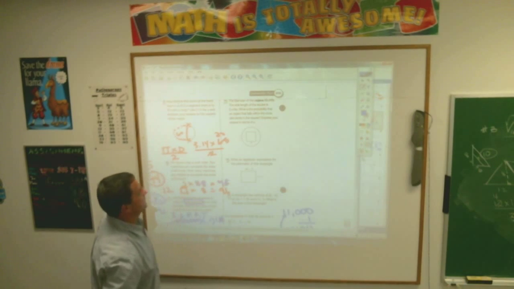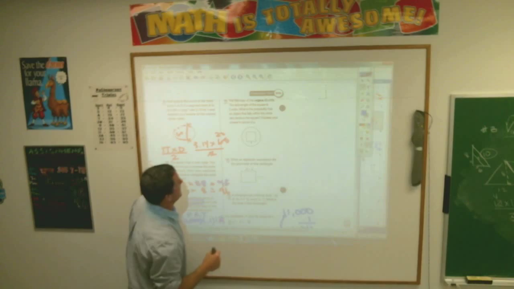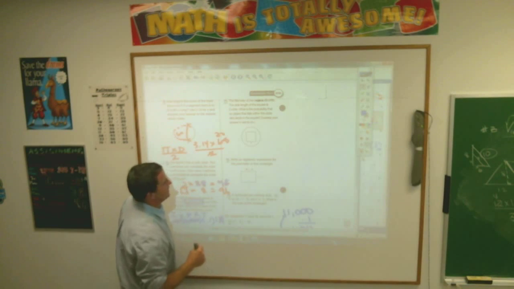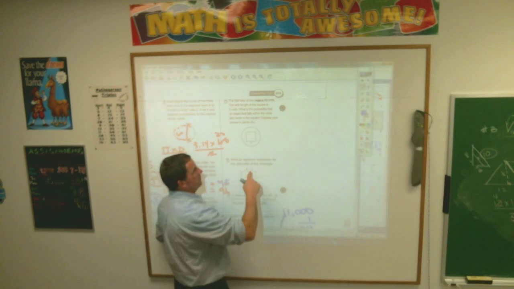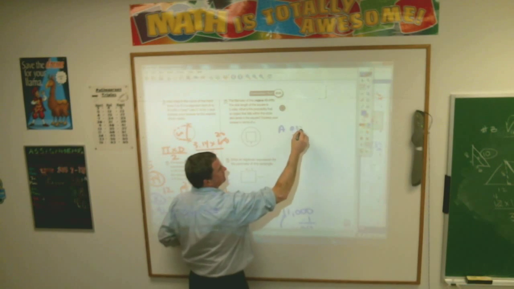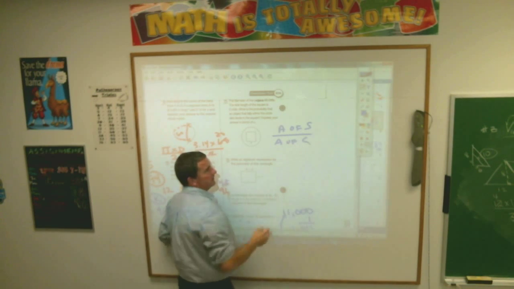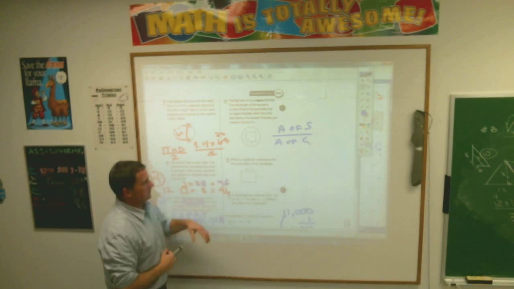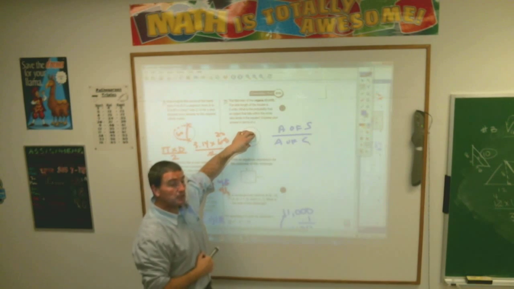Number 14. Diameter of the circle is 10 units. Length of the side is 5 units. What's the probability that an object that falls within the circle also lands in the square? In other words, they want the area of the square over the area of the circle. That's the probability, because the circle is the whole thing. The square is what you want.